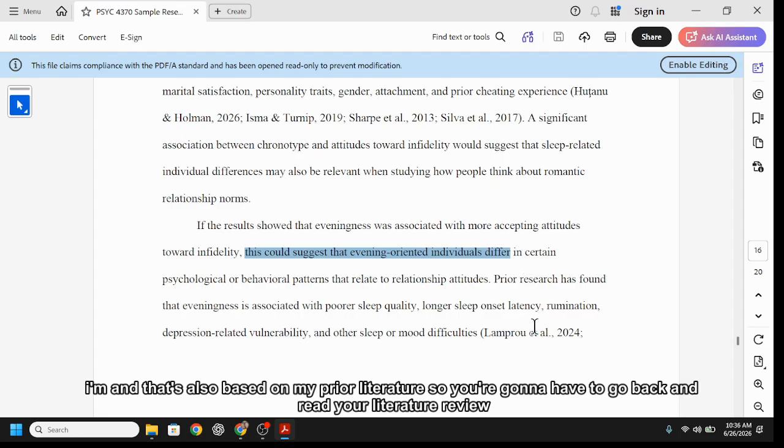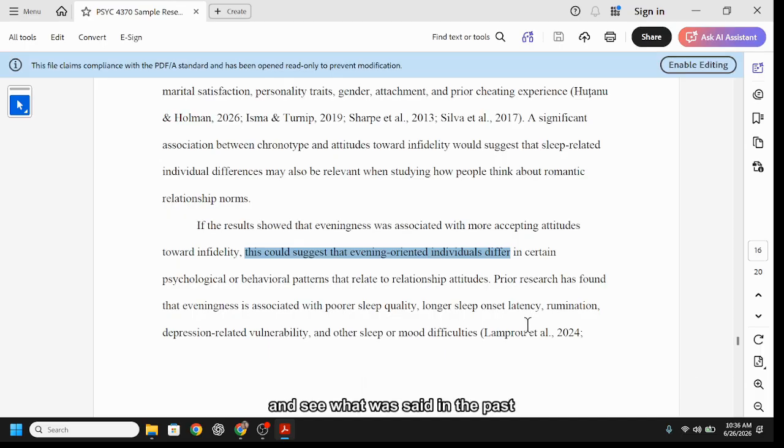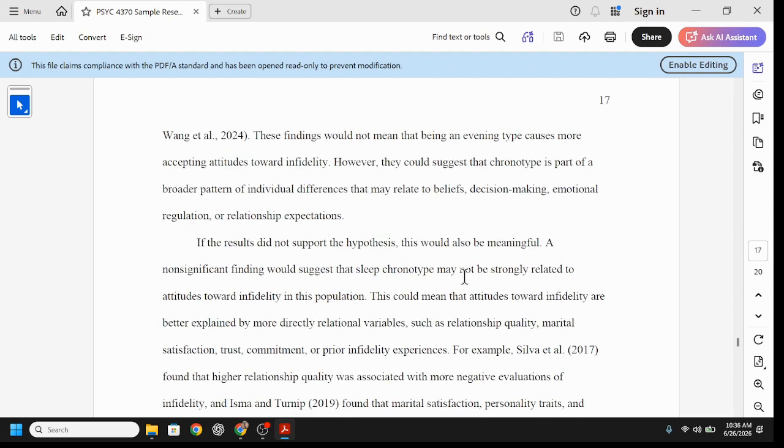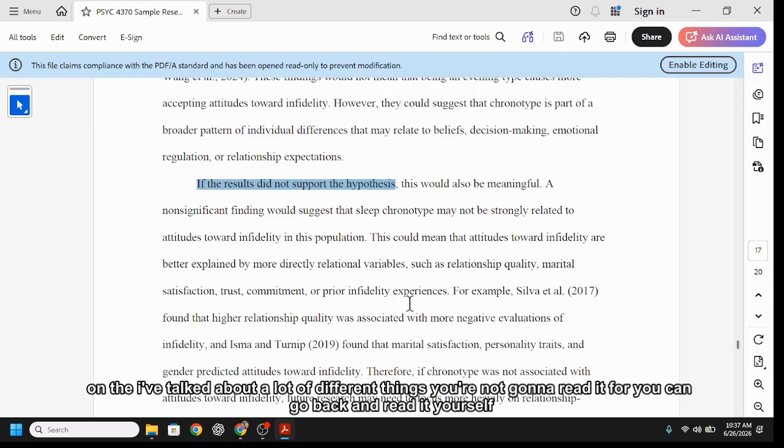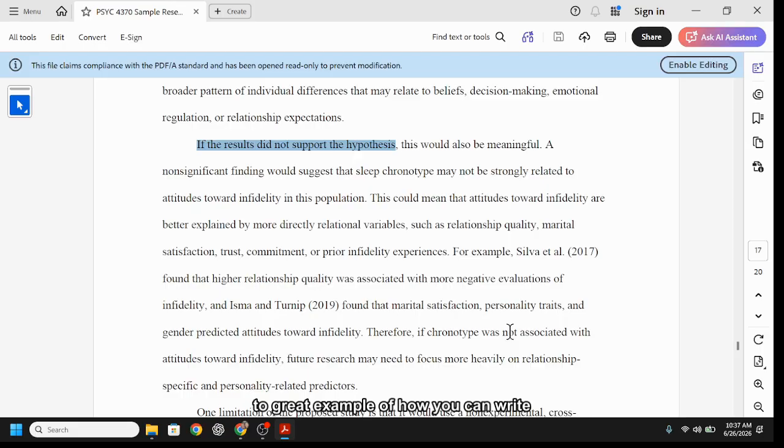So you're going to have to go back and read your literature review and see what was said in the past and kind of relate what you're getting back to how your results would help boost what's been done in the past. I talk about what would happen if my results don't support the hypothesis. So you have to kind of think about it outside the box, inside the box. I've talked about a lot of different things here. I'm not going to read it for you. You can go back and read it yourself. It's a great example of how you can write your analysis for each section, right? How it supports, how it doesn't support.